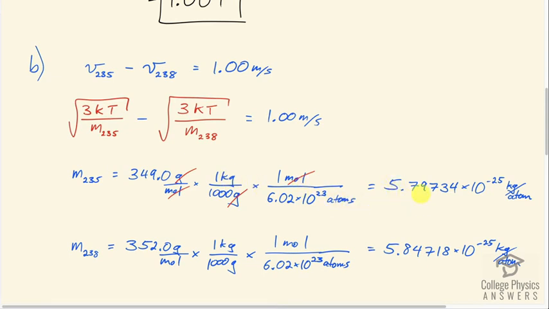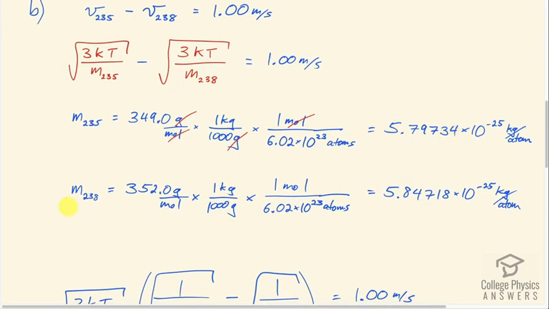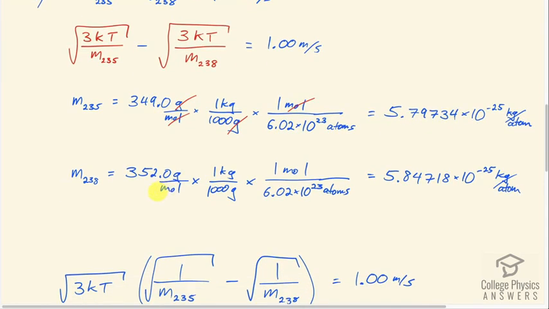And that is 5.79734 times 10 to the minus 25 kilograms per atom. Keeping lots of digits here because we know that the differences here are small, and it doesn't hurt to keep lots of digits. Okay, and we'll do rounding with appropriate significant figures in the final answer. So for the mass of a 238 atom, we have 352 grams per mole, multiplying through by these conversion factors, giving us 5.84718 times 10 to the minus 25 kilograms per atom.